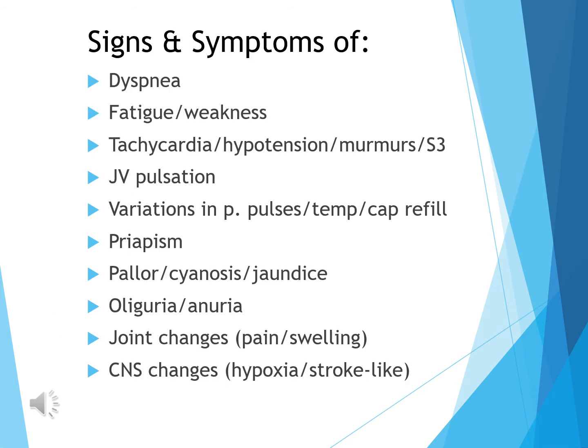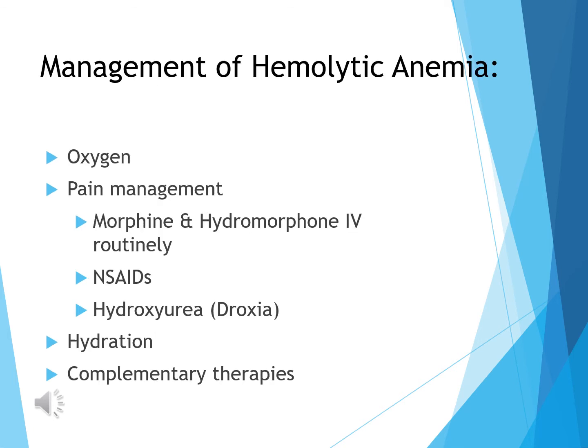Signs and symptoms of hemolytic anemia present with dyspnea, fatigue and weakness, tachycardia, hypotension, heart murmurs, S3 sounds, jugular vein pulsations, variations in peripheral pulses, temperature, and also capillary refill, priapism, pallor, cyanosis and jaundice, oliguria or anuria, joint changes, especially pain and swelling, and also central nervous system changes such as hypoxia and again stroke-like symptoms.